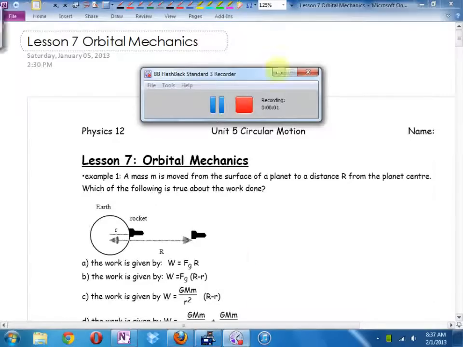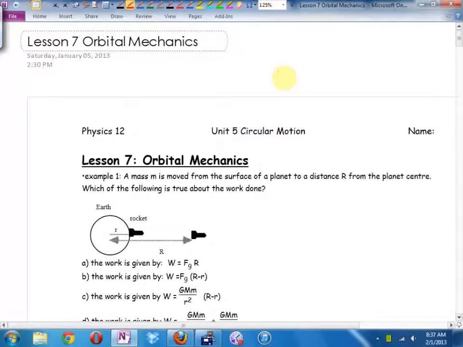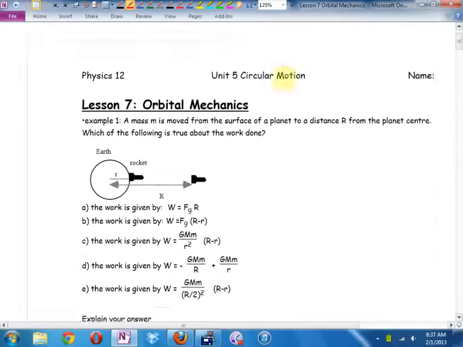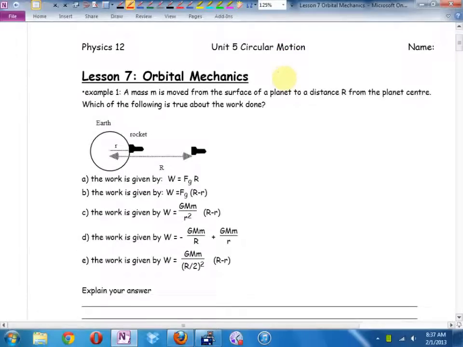So, lesson 7. I called this orbital mechanics. Really different questions involving energy and circular motion and going in orbit and rocket science and stuff. Kind of a mishmash. Example 1 says, a mass m is moved from the surface of a planet to a distance big R from the planet's center. Which of the following is true about the work done?